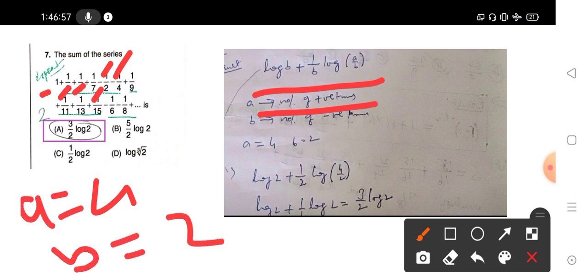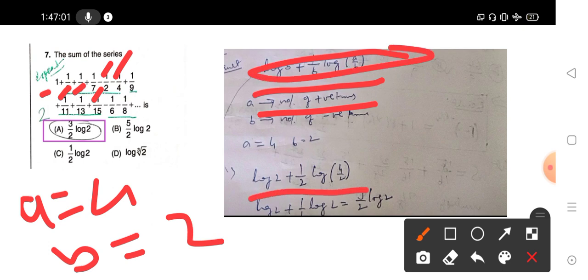Put these values in the equation: log 2 plus 1 upon 2 log 4 by 2, that is log 2 plus 1 upon 2 log 2. Finally we get 3 by 2 log 2. Option A is correct.